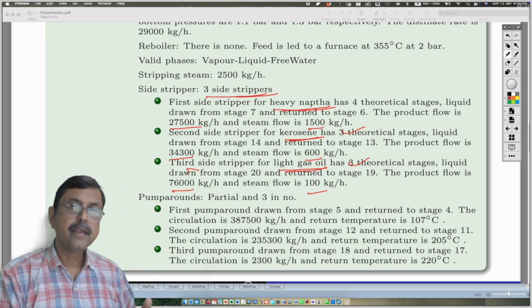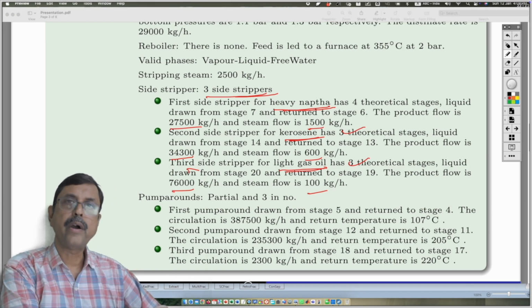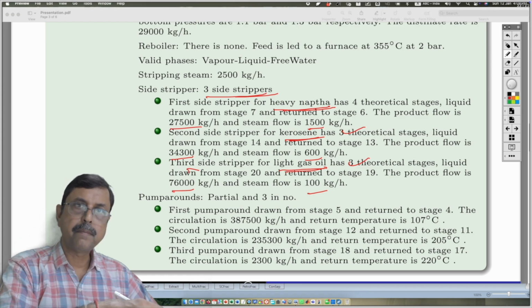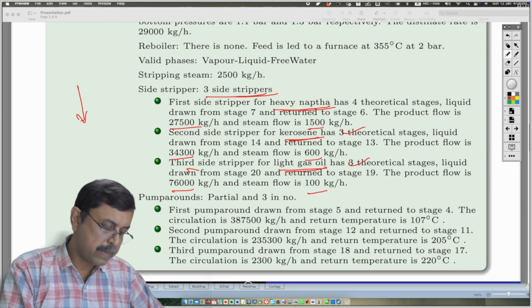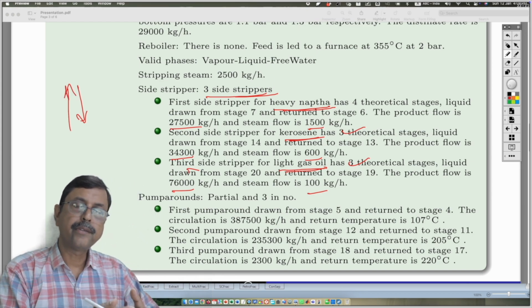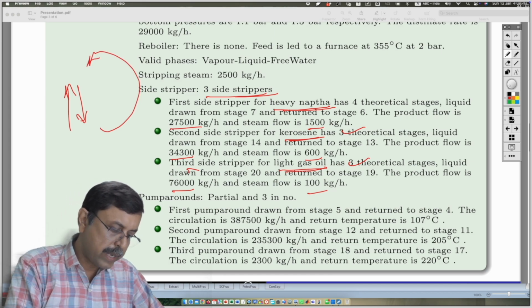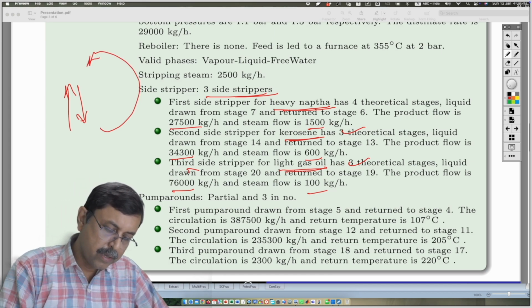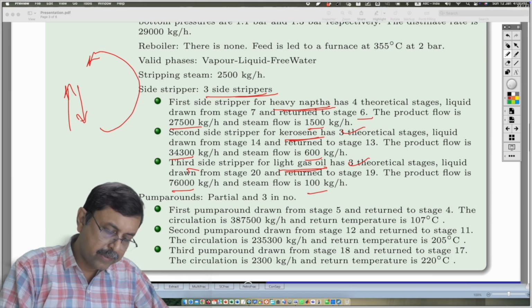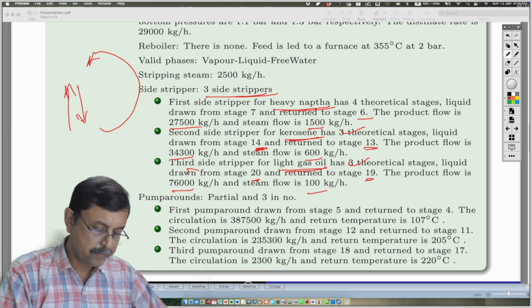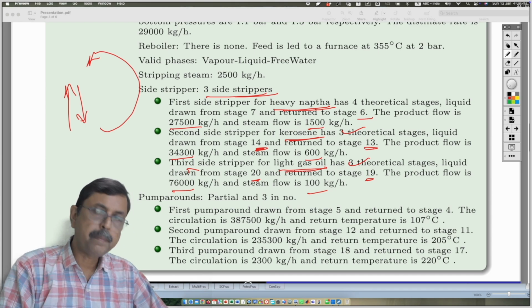And the stripping occurs through drawing some liquid from one end and keeping it back. So that's how the stripping occurs, right? So one liquid comes to the bottom, another liquid goes higher. So it is drawn out and given back. So liquid is drawn out from the 7th stage and returned to the 6th stage. Like this circulation happens. In the second stripper, it is taken from the 14th stage, returned to the 13th. The third stripper, it is the 20th stage and sent back to the 19th. These are the pump arounds.